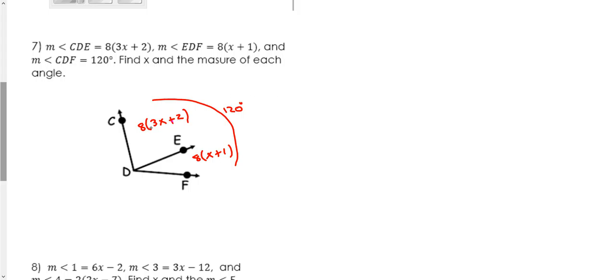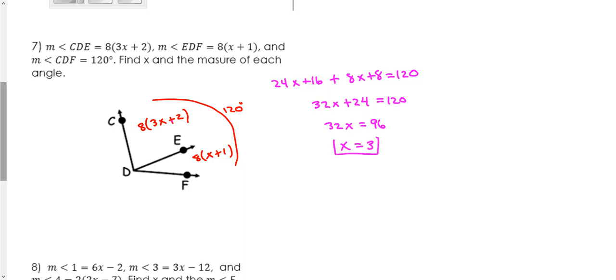So I'm going to distribute. This would give me 24x plus 16. So if I take this angle plus 8x plus 8, the sum of these two angles is 120. Okay, so combine like terms, 24 and 8 makes 32x, 16 and 8 makes 24, that's 120, so if I subtract 24 from both sides, 32x equals 96, so x equals 3. Okay, so find x and the measure of each angle.